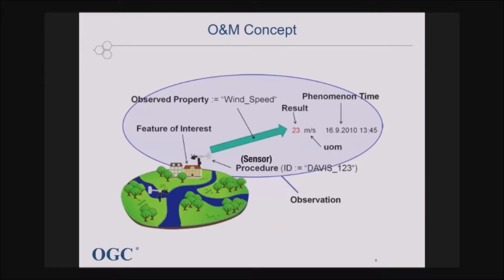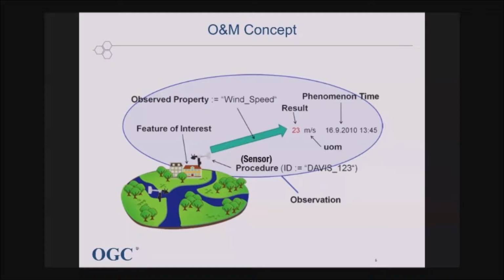Before we dive into the data model, let's introduce what an observation and measurement is. The whole thing on your screen, circled by this blue circle, is an observation. The core is the result. Every observation has a result. However, the relevant information of the observation is also very important.